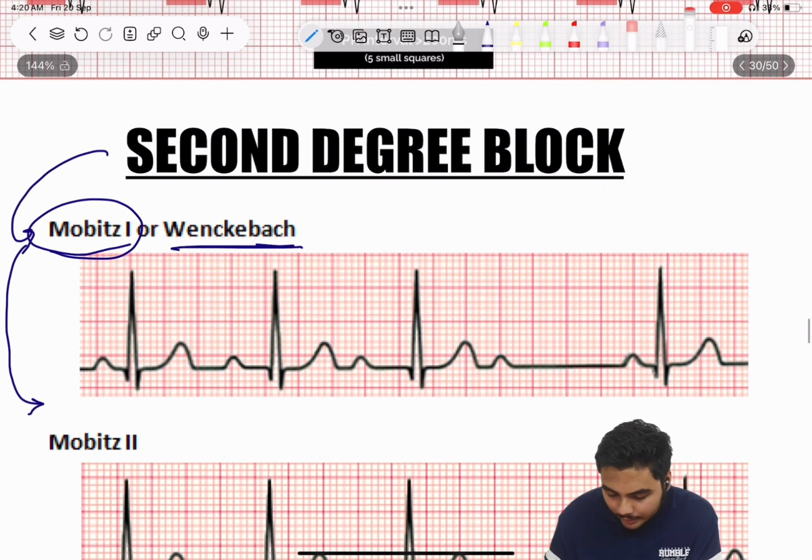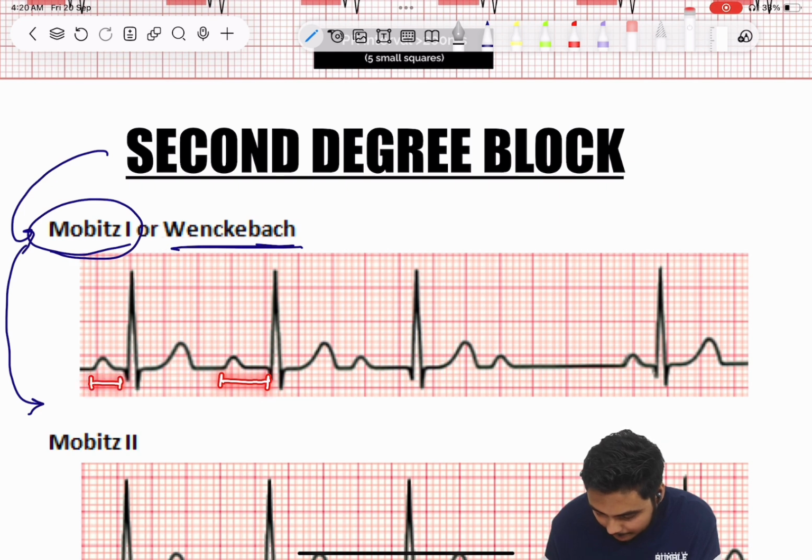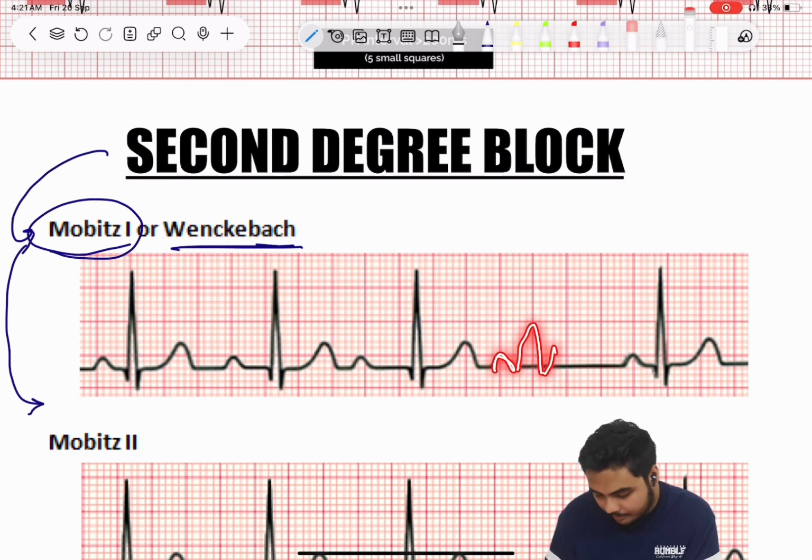Now, here what happens? Here you can see the PR interval is increasing. Here it was this much, then increased, and then furthermore increased. And in the next one you can see there is no QRS complex, right? After this P wave there is no QRS complex.